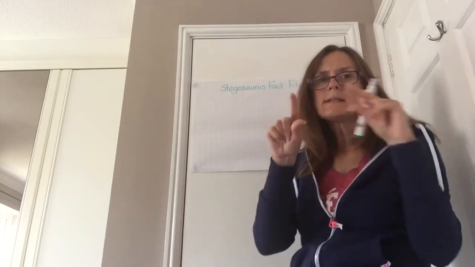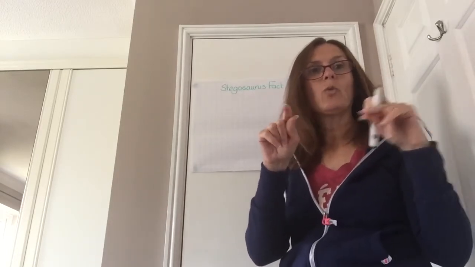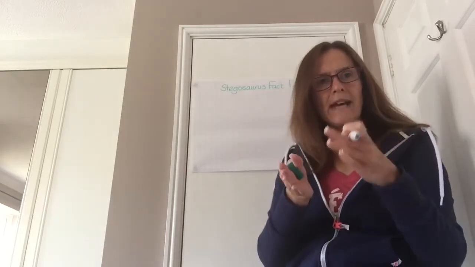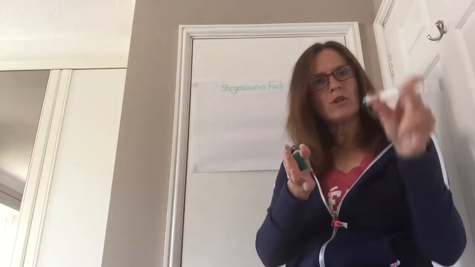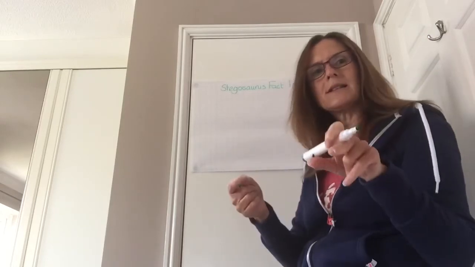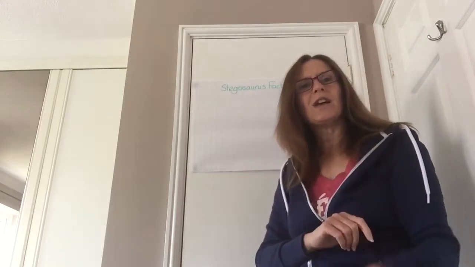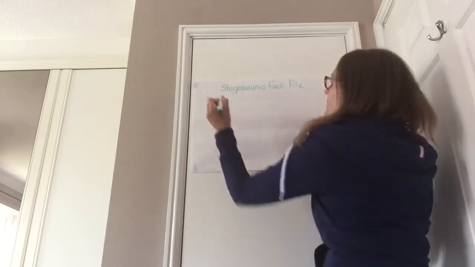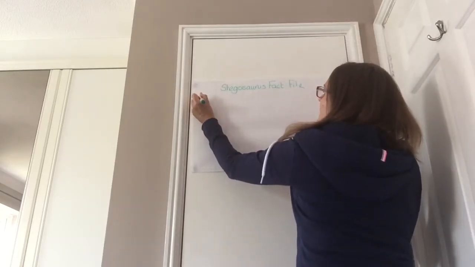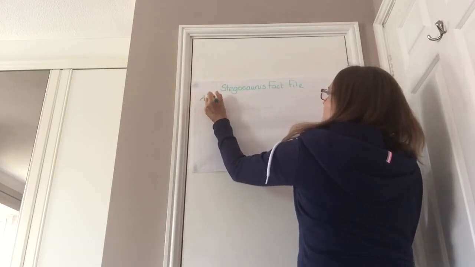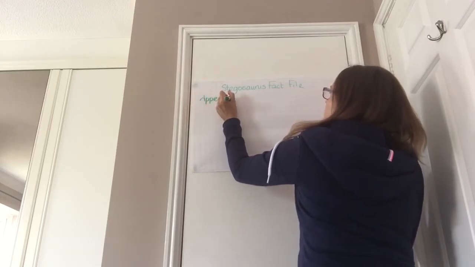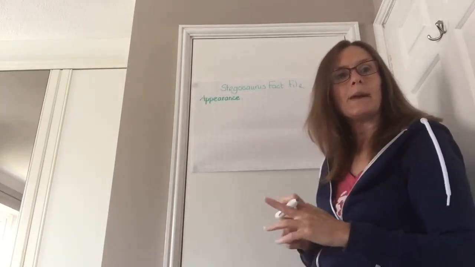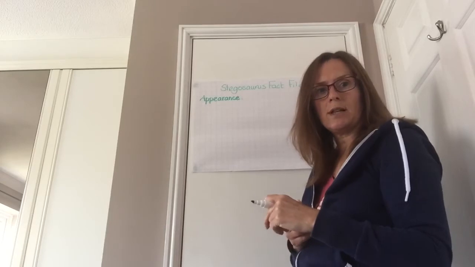And then I'm going to put a little subheading so I know which part of the fact file I'm writing, because that will help me keep my facts all in the right sort of places, which is why we've done the tree diagram. So I'm going to start with appearance, which is the one which tells us what it looked like. Okay, appearance. Up here. Okay, so all of this section is going to be about what the Stegosaurus looked like.